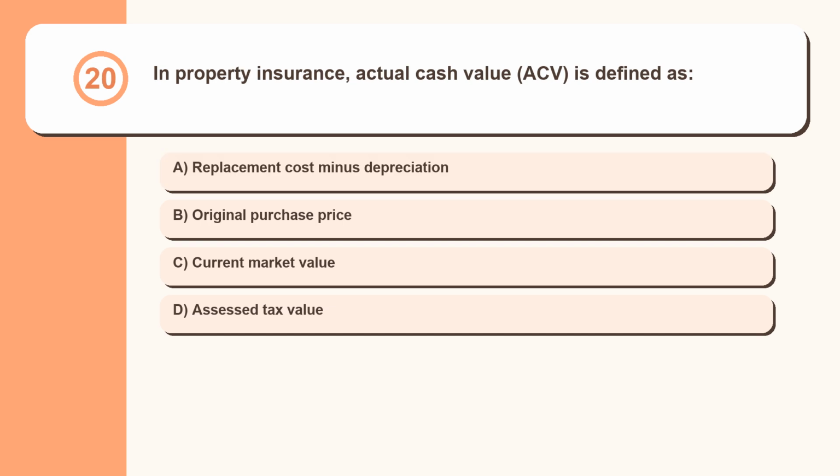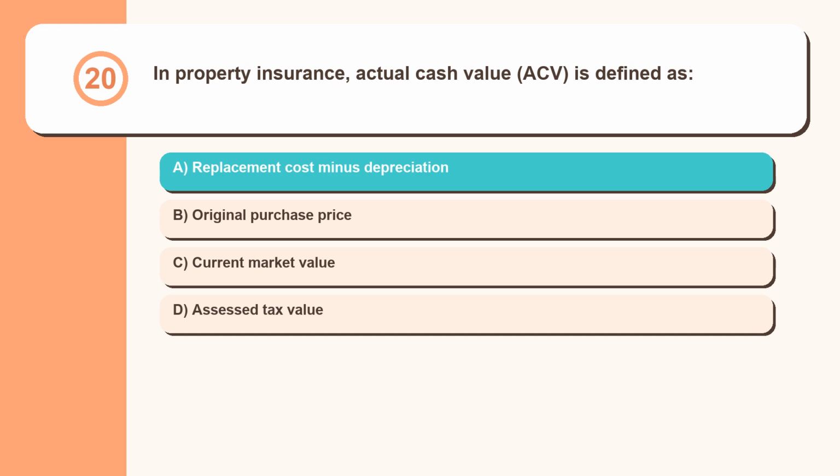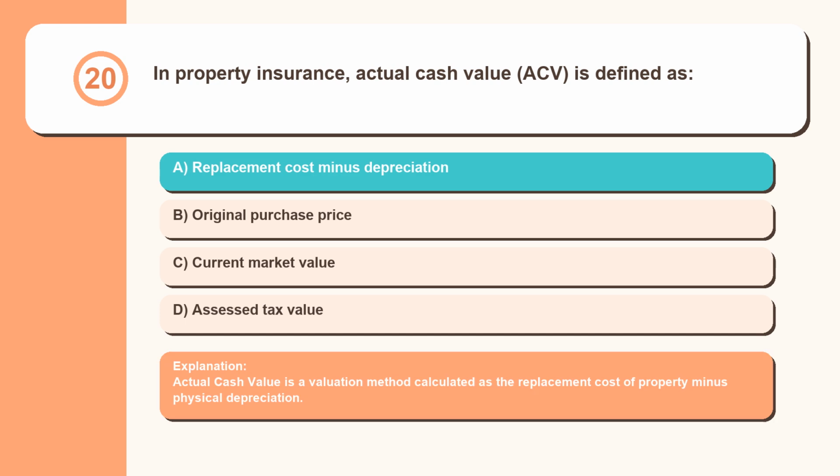Question 20. In property insurance, actual cash value, ACV, is defined as replacement cost minus depreciation, original purchase price, current market value, assessed tax value. Actual cash value is a valuation method calculated as the replacement cost of property minus physical depreciation.